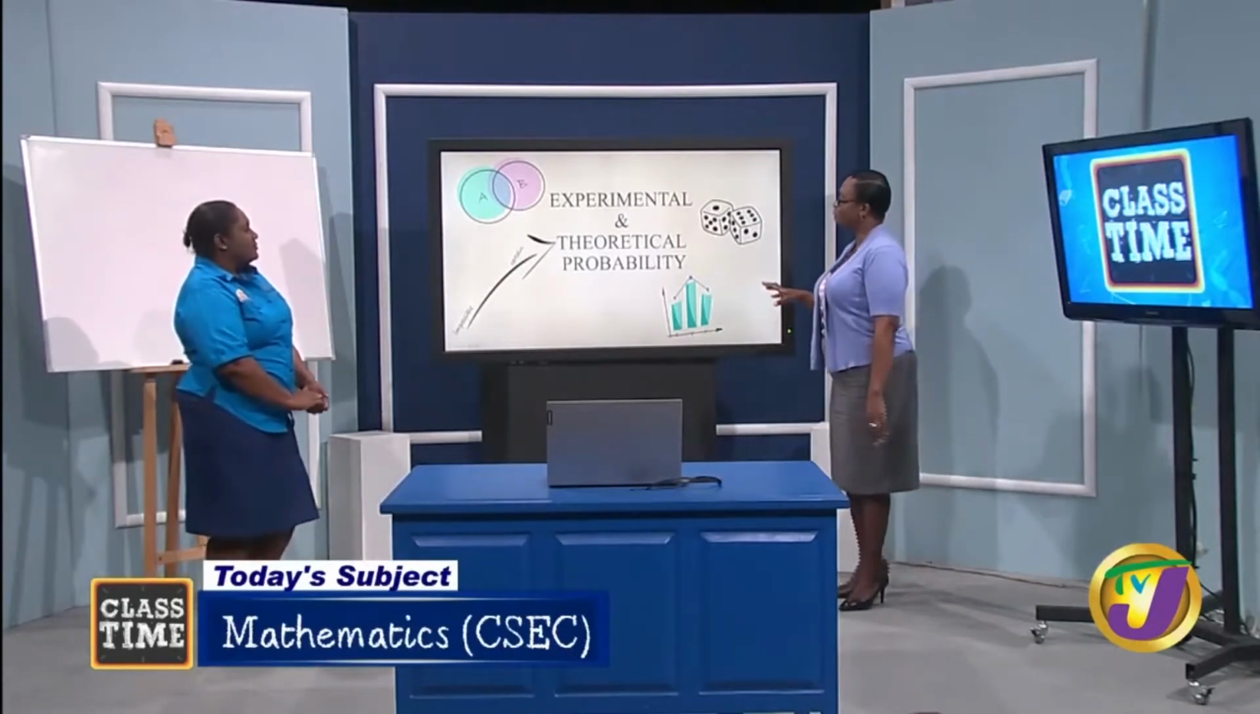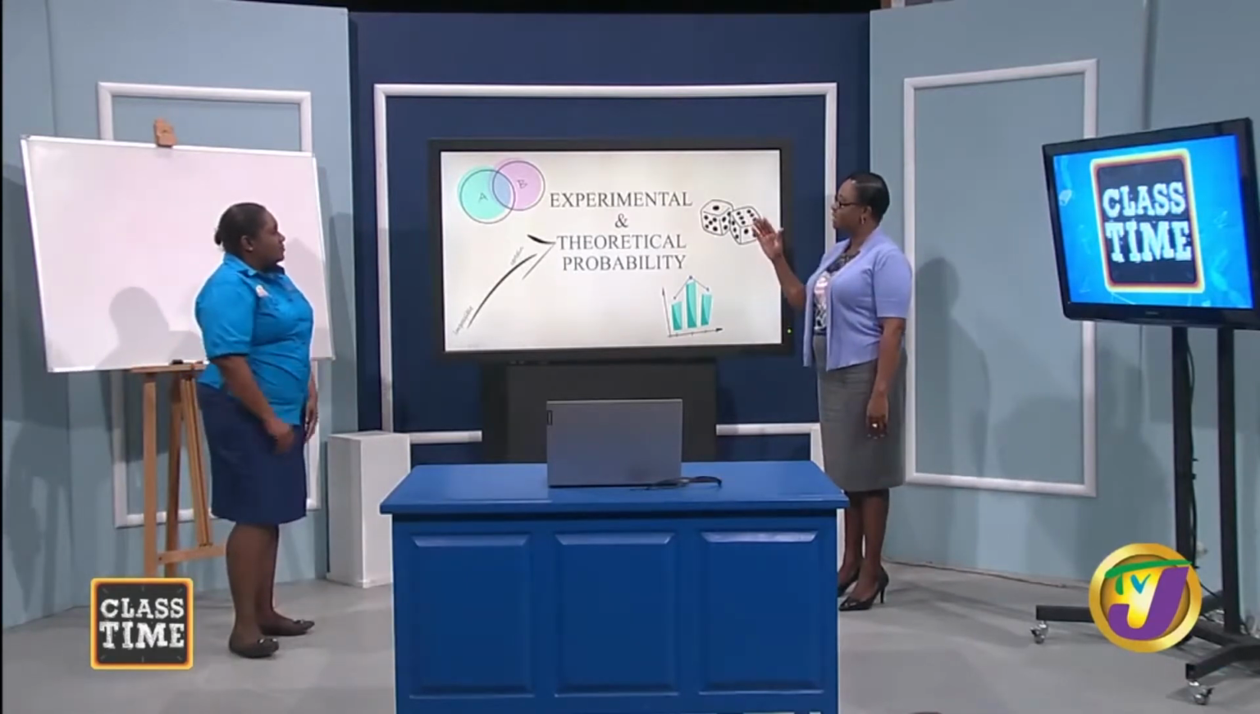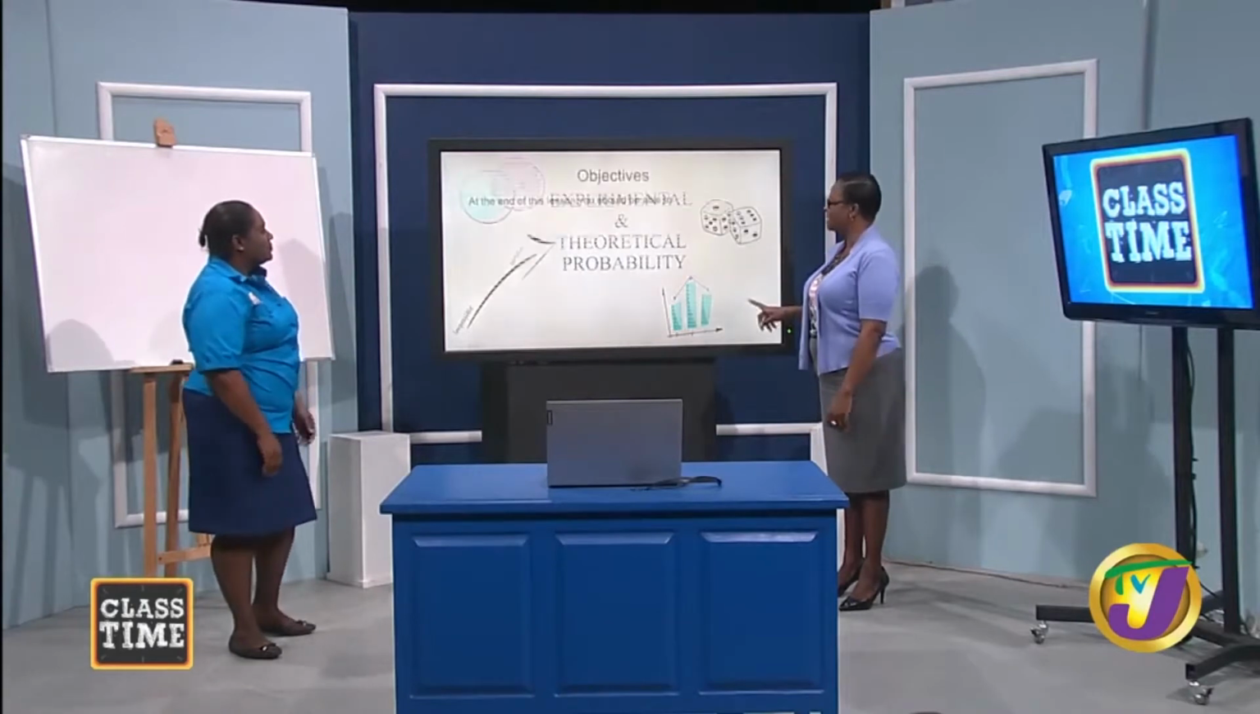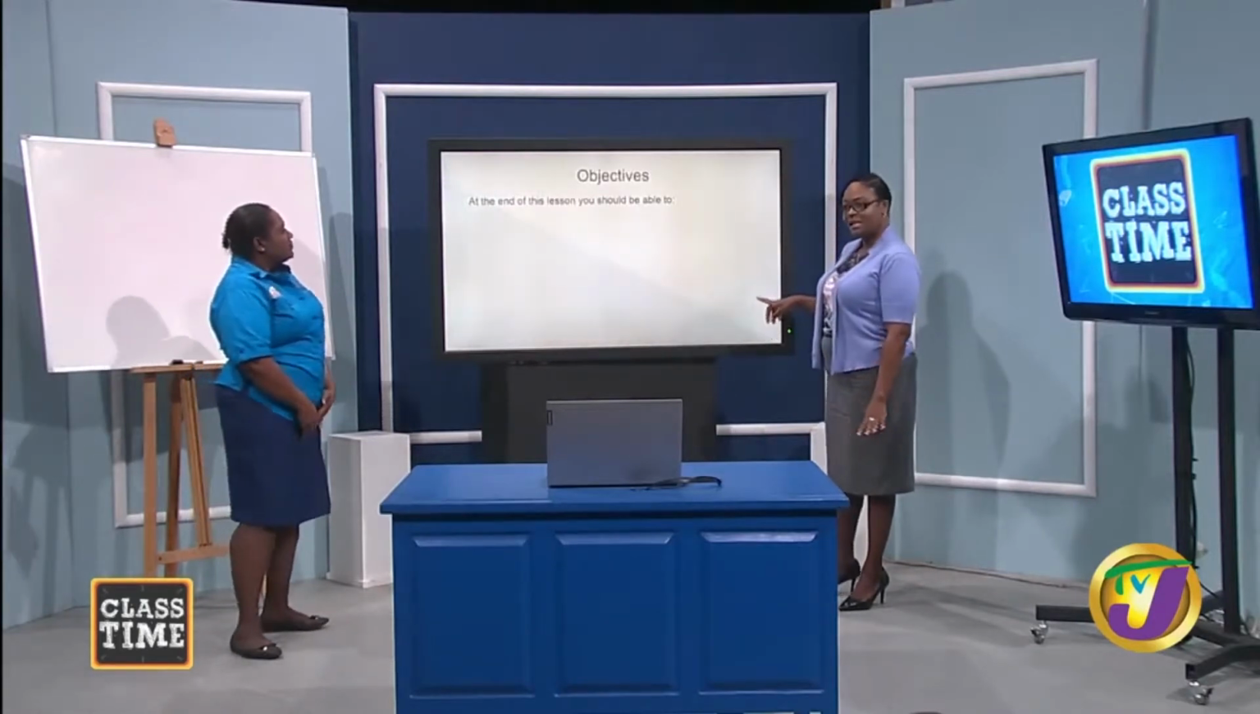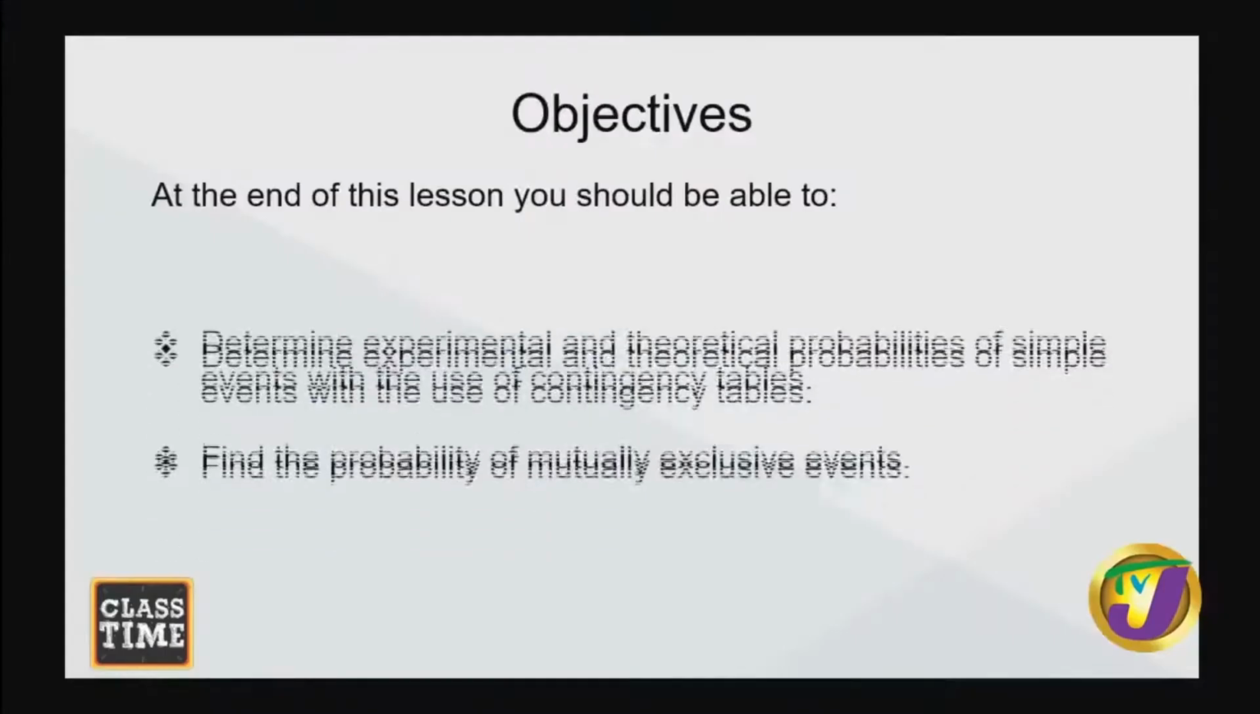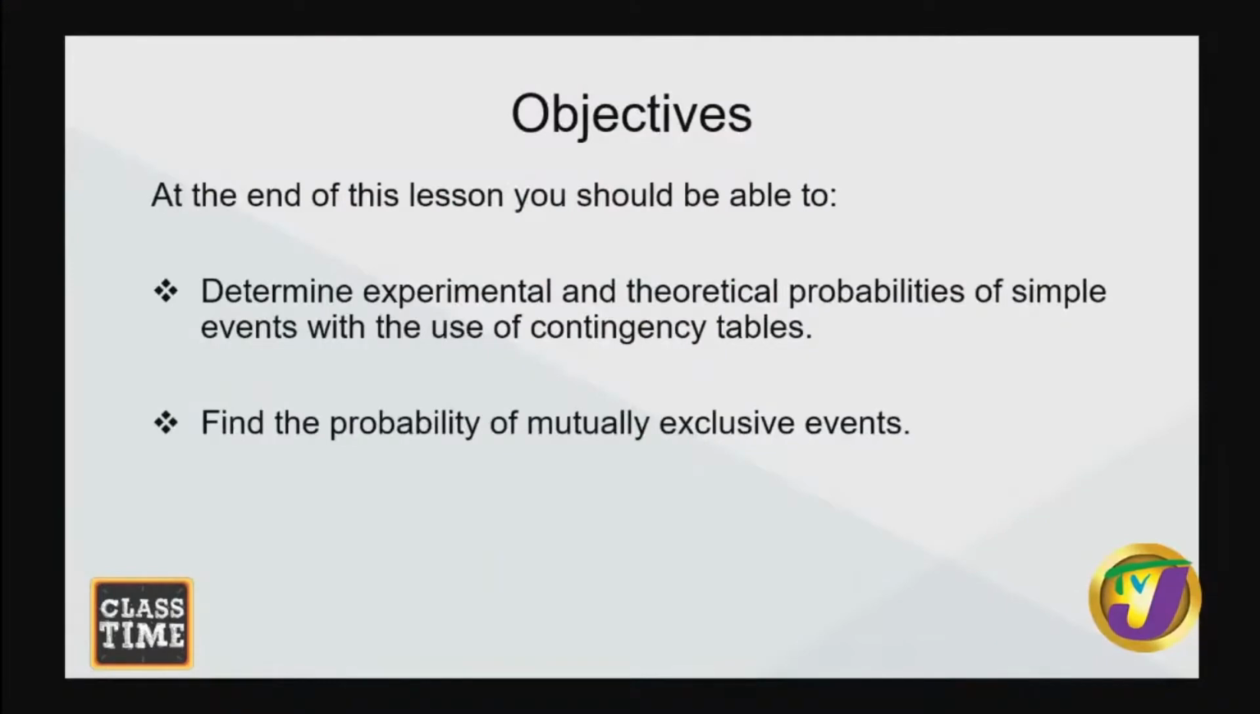Today we'll be looking at experimental and theoretical probability. At the end of the lesson, you should be able to determine experimental and theoretical probabilities of simple events with the use of contingency tables, as well as find the probability of mutually exclusive events.